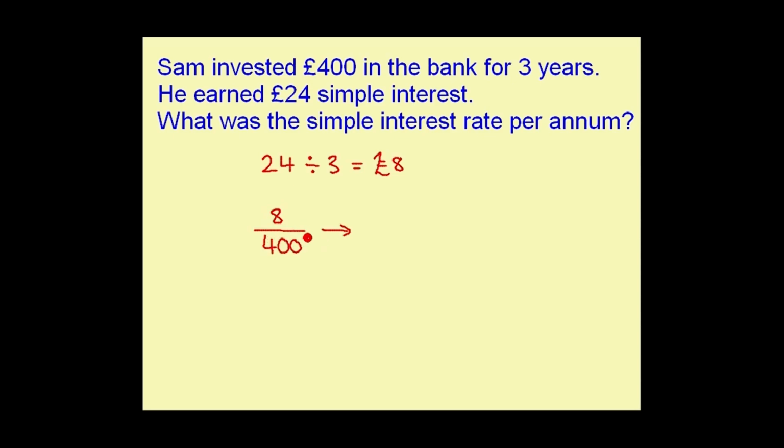To turn it to a percentage, I need the bottom number to be 100. So I divide by 4. I do the same thing to the top number, and I get 2. So it's 2 out of 100, and that's 2%. So the simple interest rate is 2%.